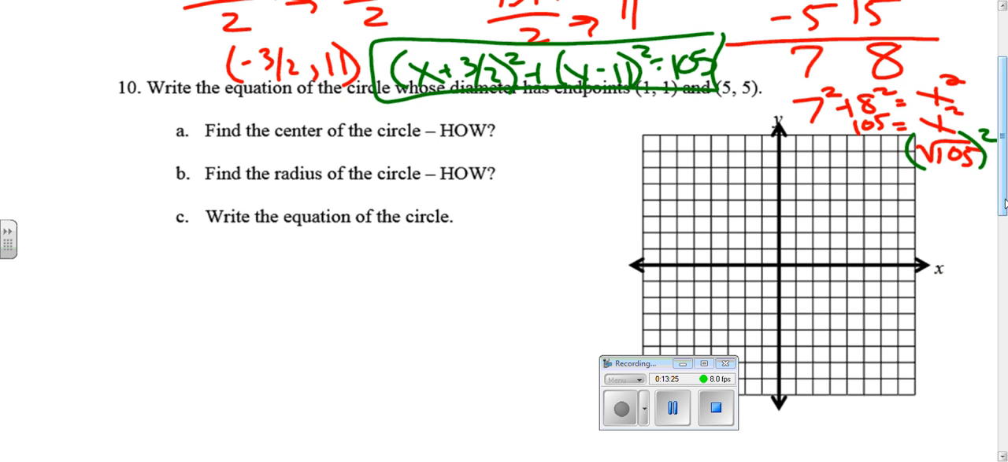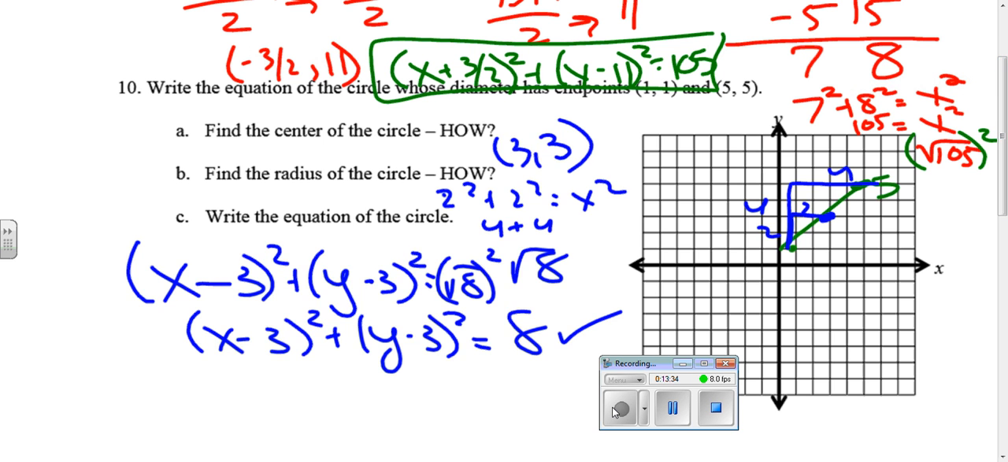Last question. Write the equation of a circle whose diameter has those endpoints. Just did this 2 times. I want you to pause the video and do it on your own. So anyways, here's my equation. Center was at 3, 3. I used a midpoint. Radius is the square root of 8. I used length. There's my equation. All right, we're done.